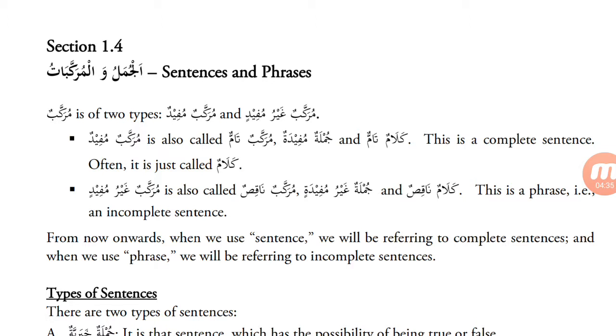Another example is of a Murakkab Tawsifi, when we have the Mawsuf and Sifah together. For example, I may say, Sayyaratun Jamila, a beautiful car, or Rajulun Jamilun, a beautiful man. So what about the beautiful man? The listener requires more information. So this is also another example of a Murakkab Ghayr Mufid. Murakkab Ghayr Mufid is also known as Murakkab Naqis, Jumlatun Ghayr Mufida, and Kalamun Naqis. This is a phrase, i.e., an incomplete sentence.